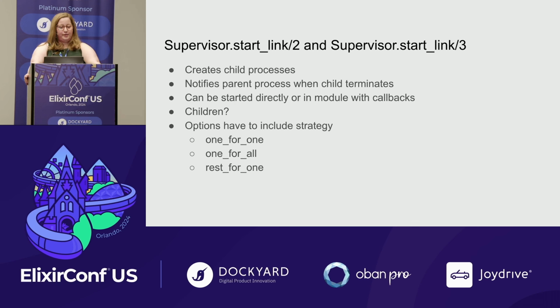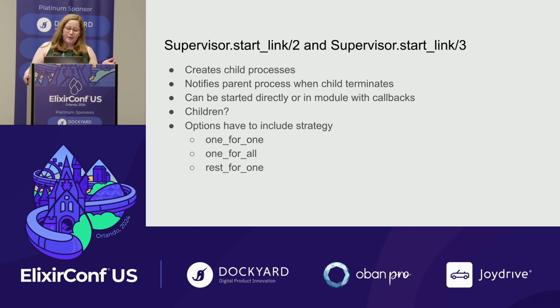Children, let's see if I memorized this correctly. It could be a list of child specs, which is a map, which has required keys of ID and start. You can give it a module as long as it has a child spec function on it, or you can give it a tuple with a module and an arg, I think, and then that will call child spec with that arg. I think that's right. Now, options to include, you have to include a strategy.